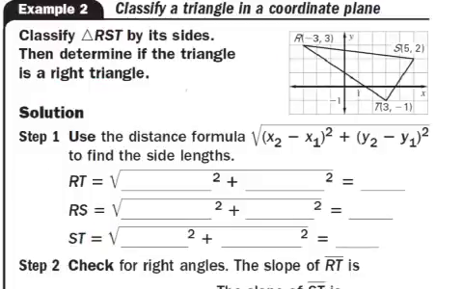Okay, moving on to example 2. Now, in this one, they were nice. They drew us a picture here. You're going to have some problems on your homework where you just get the coordinates. Well, when you're given coordinates, automatically think distance formula and slope. So let's classify it by its sides, then determine if it's a right triangle.